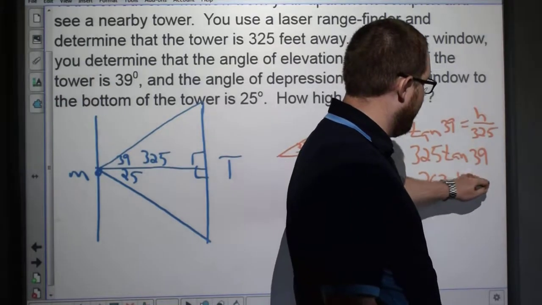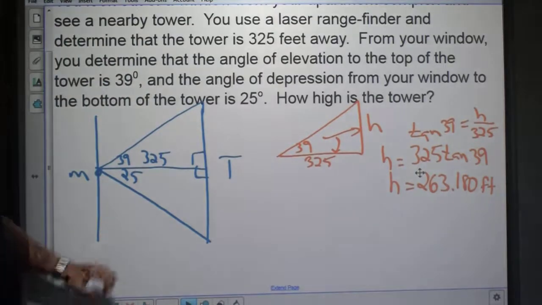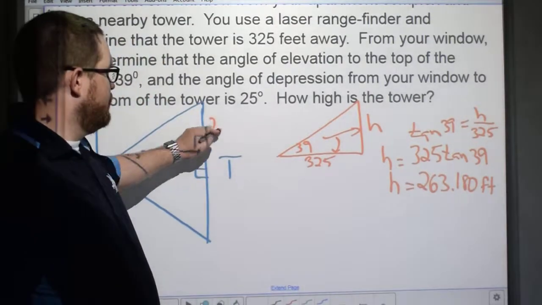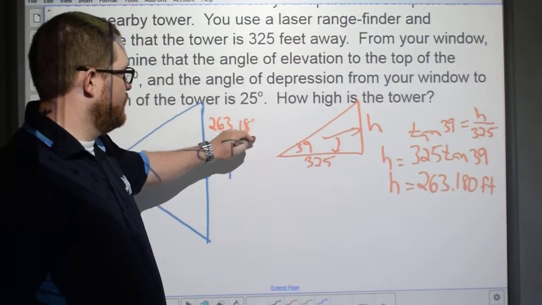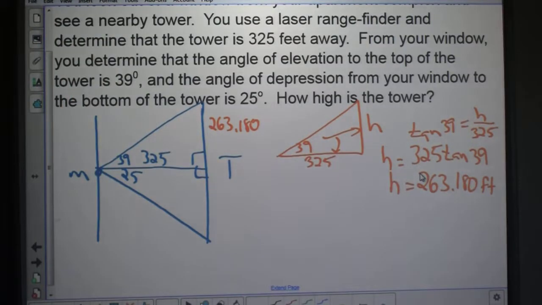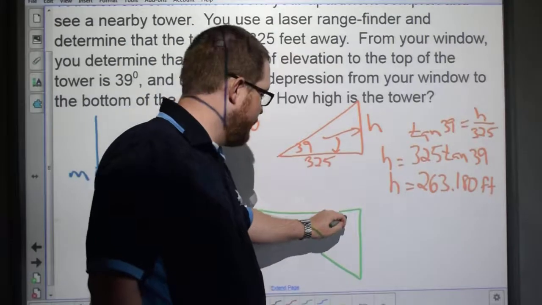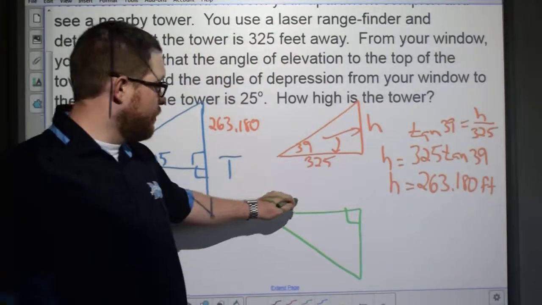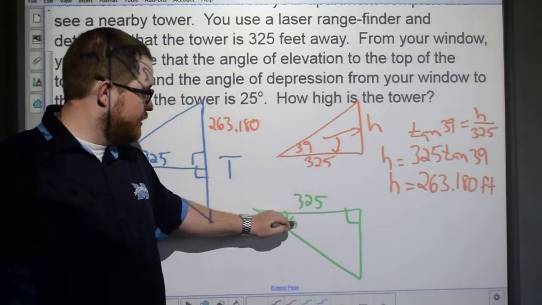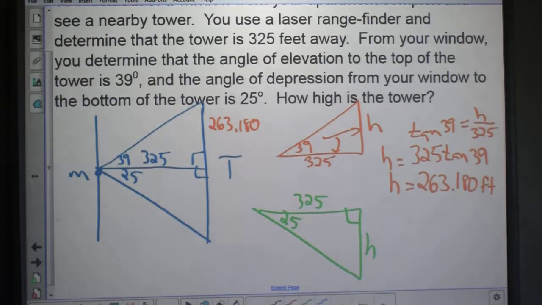263.180 feet. This does not answer the question. This is only this part of the tower. So this part is 263.180. Let's make the other triangle. The other triangle looks like this. Here's your right angle. You still know this is 325 feet. You know this is 25 degrees. This is the height I want here. I want the bottom half of the triangle.